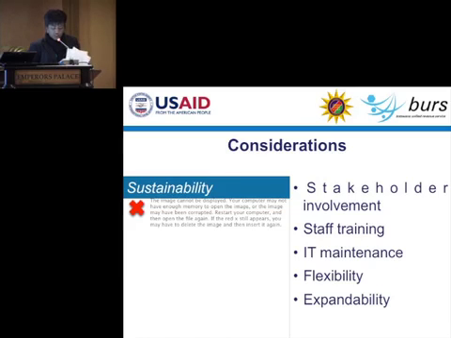Another consideration that we are also looking at is the sustainability of this important project. We are saying right from the onset it is important that we have stakeholders' involvement. It is very critical, taking into account the key strategic partners that we are dealing with. We are talking about clearing agents, our port authorities, and our IT or mobile communication agencies. And then, of course, staff training is also very key, including IT maintenance, flexibility, and adaptability of the system.